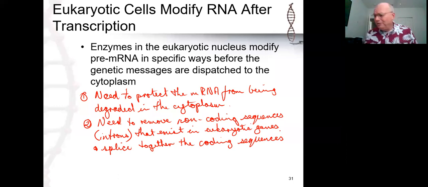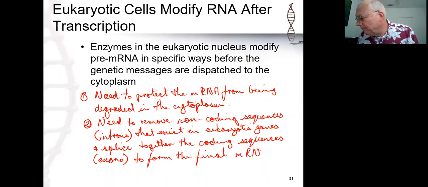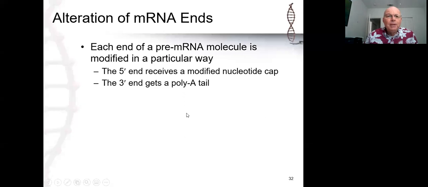And then once we've taken out the introns, we need to splice together the coding regions, which are called exons, to form the final messenger RNA. So there is an actual requirement for processing the transcript. This is not something that happens arbitrarily. There are very specific reasons why this needs to take place. So part of the protective mechanism is incorporated during the process of transcription.